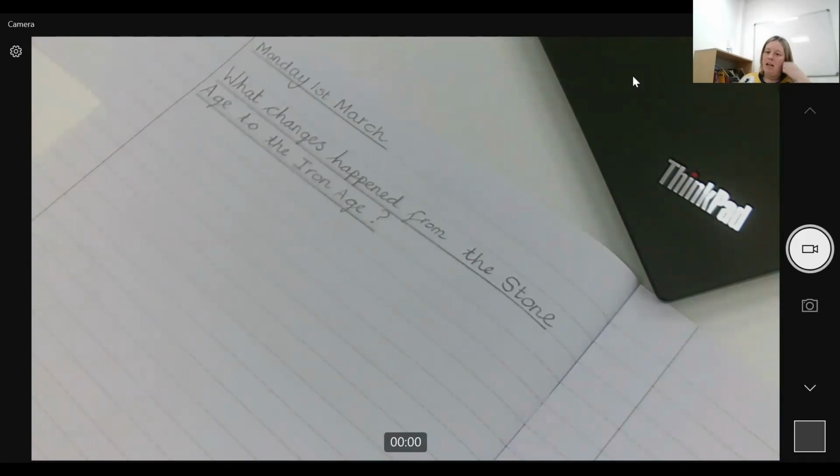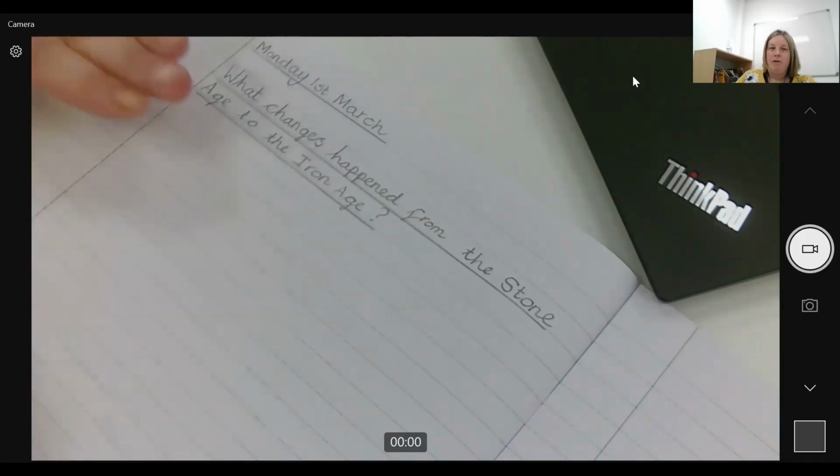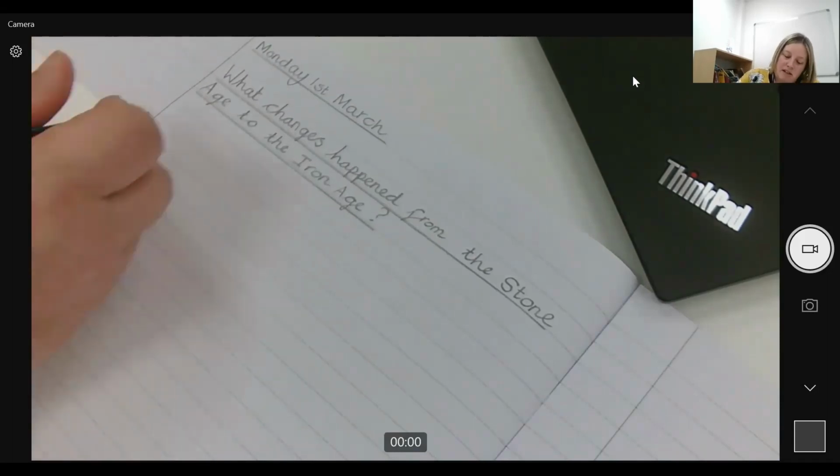Now we need our introduction paragraph. Our introductory paragraph tells us what we're going to be reading about. Have you ever wondered what life was like in Britain for the earliest humans? Read on to find out about the changes that happened in the prehistory of Britain. So I'm going to leave a line before I start to write that.